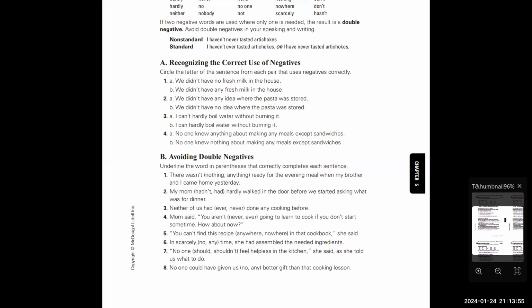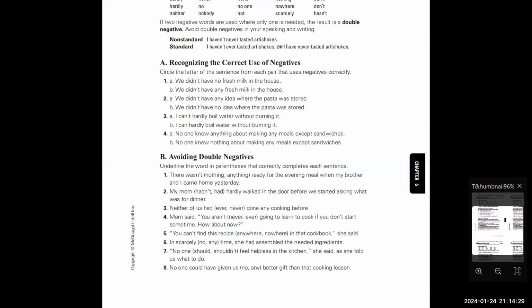Number four. My mom said, you aren't ever going to learn to cook if you don't start sometime. How about now? Okay, that's correct. Number five. You can find this recipe anywhere, right? In that cookbook, he said. Okay, that's correct. Anywhere is the positive, nowhere is the negative. Correct.